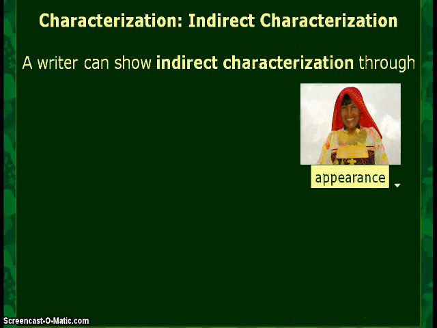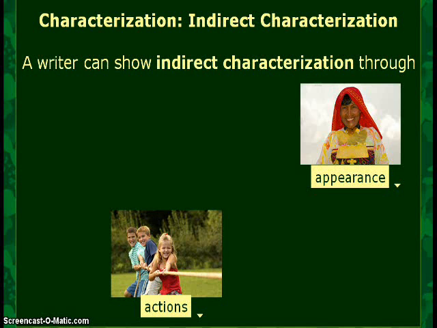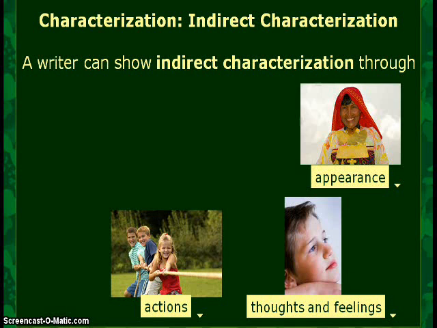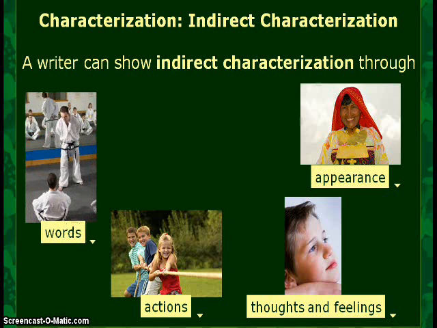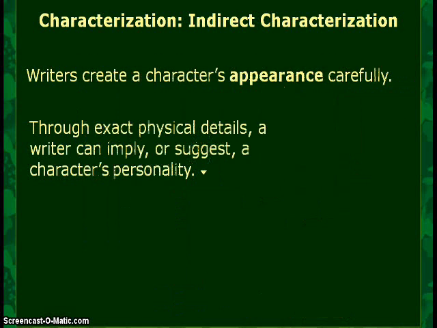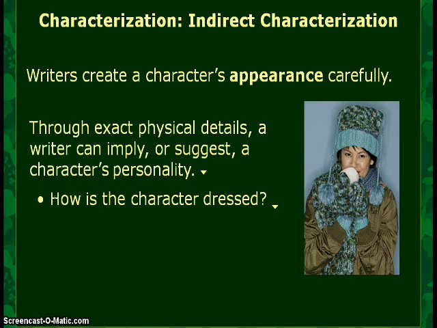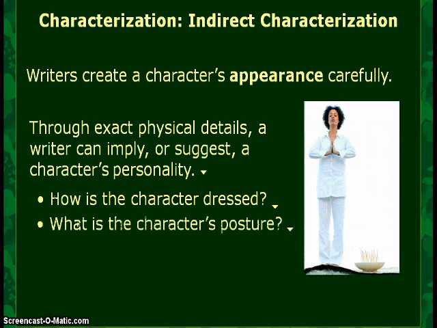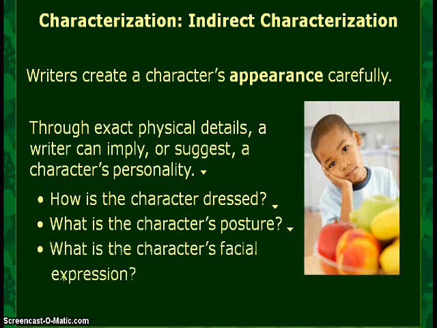A writer can show indirect characterization through the character's appearance, their actions, their thoughts and feelings, words, and character relationships. Now, writers create a character's appearance carefully. Through exact physical details, a writer can imply or suggest a character's personality. Think about how the character is dressed, what the character's posture is, and what is the character's facial expression. You can tell a lot just by looking at a person.